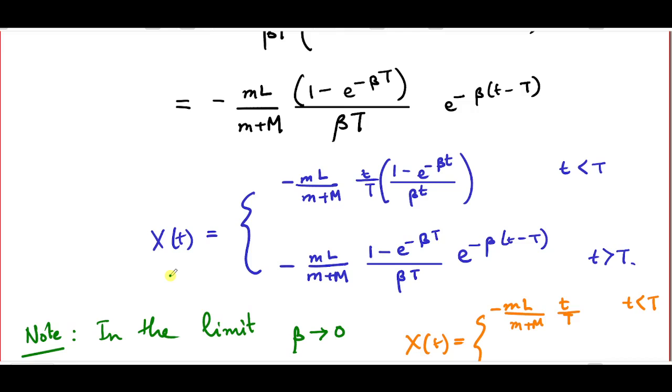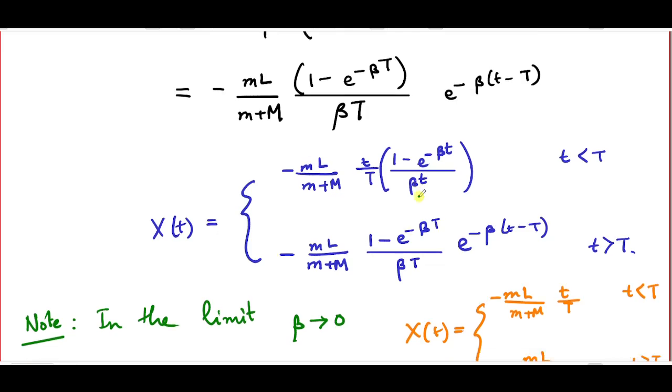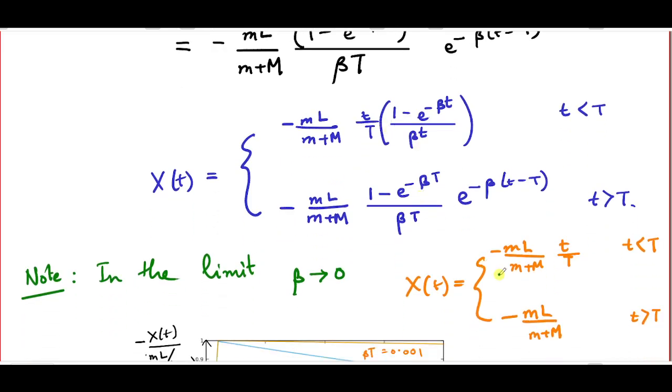One thing you should notice: this beta is of course essentially the same as alpha. It's proportional to alpha. And in the limit beta goes to 0, this expression simply takes the form minus mL by small m plus capital M when small t is more than capital T. So once the boatman stops moving, capital X, the displacement of the boat, just takes the value minus mL by small m plus capital M. All this is where we have taken the limit beta goes to 0 first.